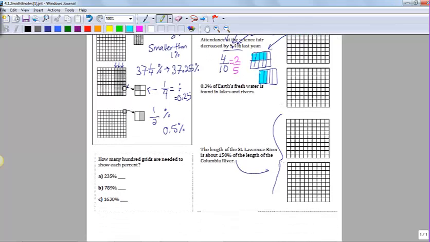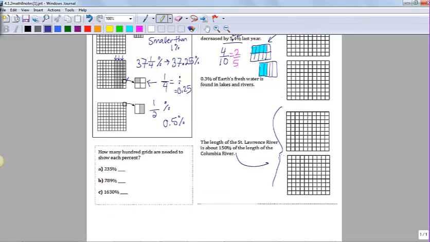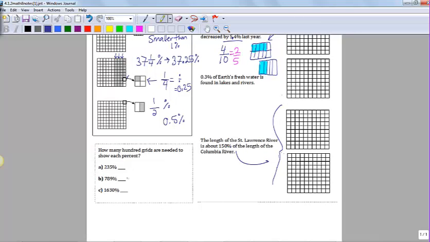Now, the last part that I want you to try before class next day is this question here. How many 100 grids are needed to show each percent? So this one, if I have 235% and I needed a bunch of 100 grids to color them in, now I've got 200. I'll need another third 100 grid to get all the way to 235%. So try these last two on your own.